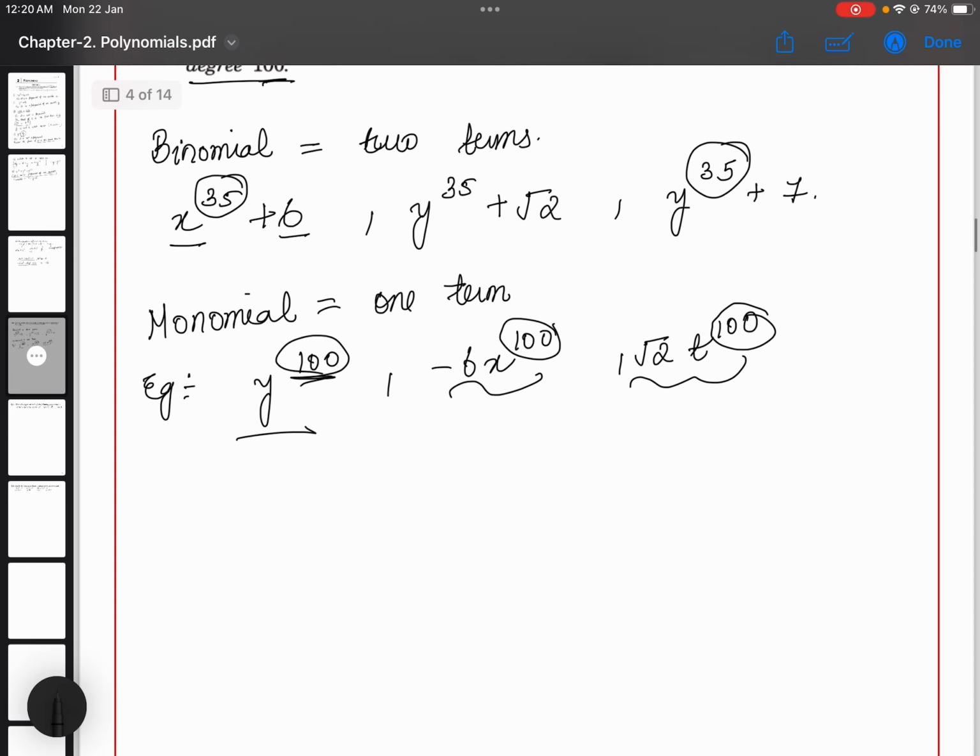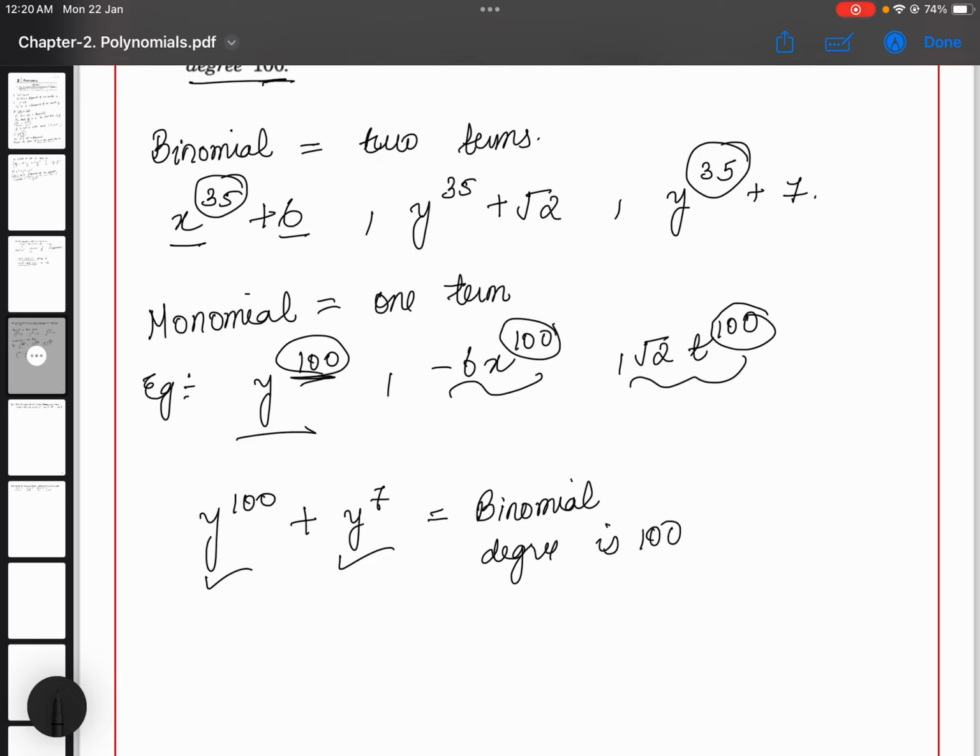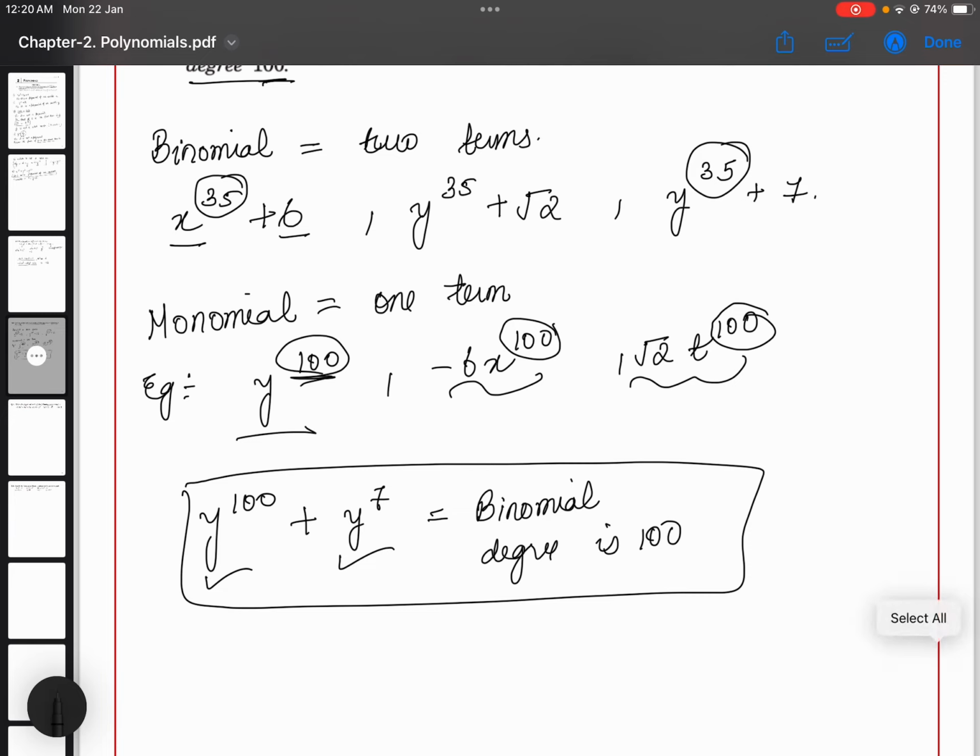So don't get confused, don't write like this, okay? See, now this given example that I've given you, this is actually a binomial, clear? Because it has two terms and the degree is 100, clear? So just be careful with this. This is just an additional example.